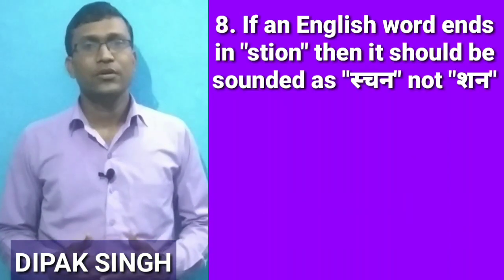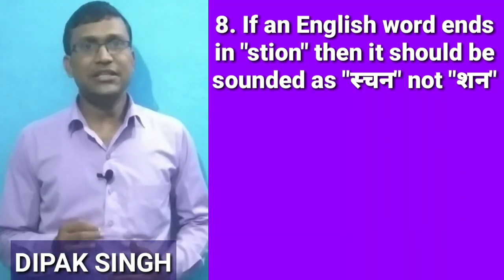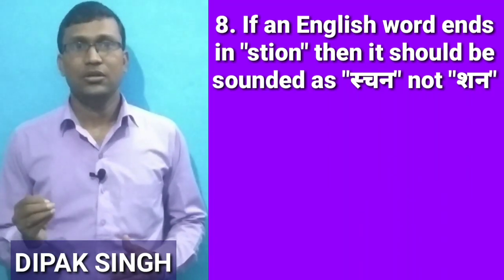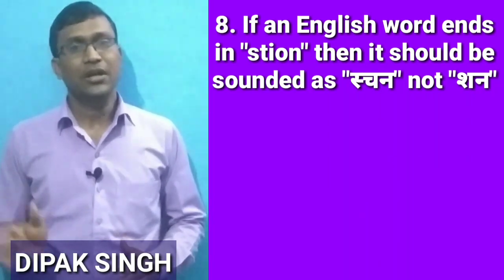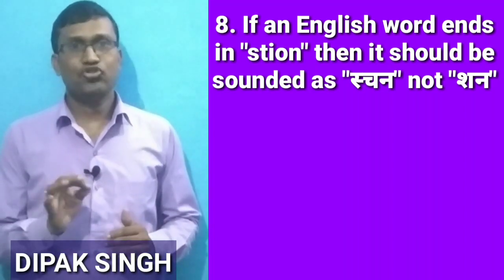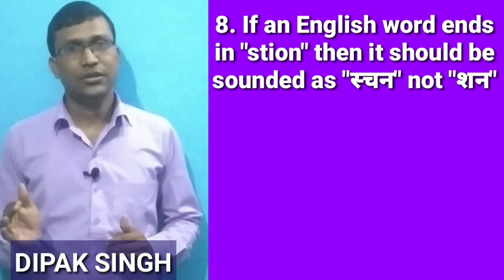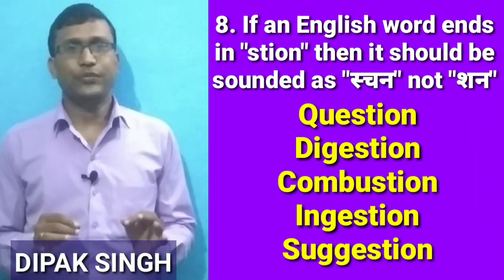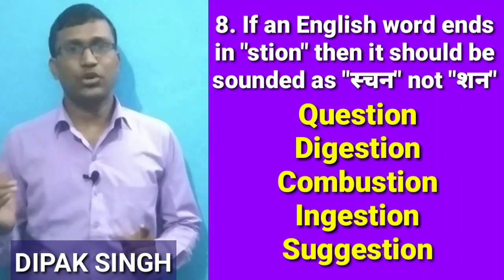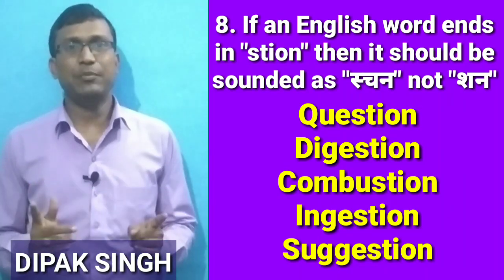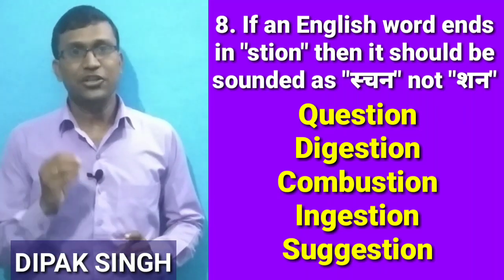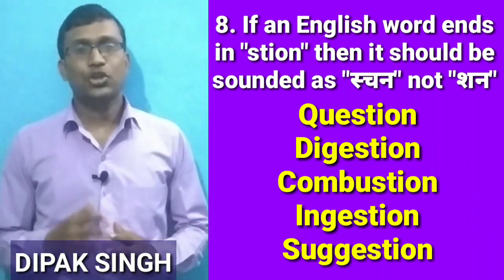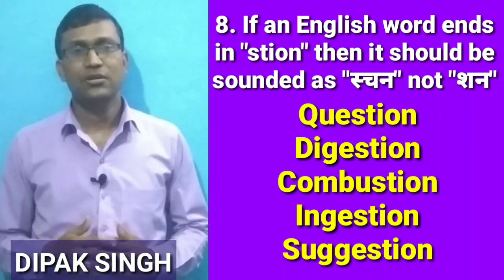Next rule, when an English word ends with STION, then it should be sounded as stun, not shun. It should be sounded as stun, not shun. For example, question. Everybody makes the pronunciation of this word in a right way. Question. Nobody says question. But you must have heard a lot many people speaking like digestion. It's wrong to say digestion. It's digestion. So the word question, not question.